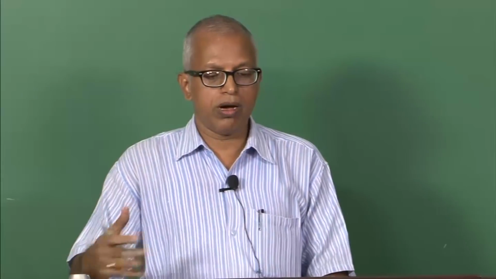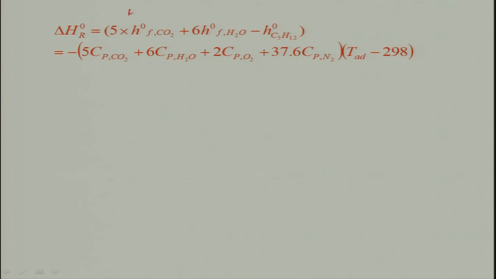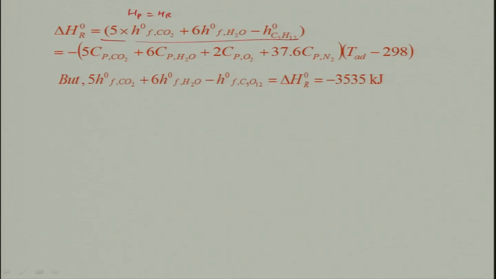Now let us do something, we can do it iteratively, because I will guess some values and then find out what it would be. If I substitute, Hp is equal to Hr, and this is nothing but your heat of reaction. You get this from a table, or you know the heat of formation of the individual species, then you can calculate, and that happens to be 3535 kilojoules. You can take it from the table, whichever is convenient, that will be 353 kilojoules.